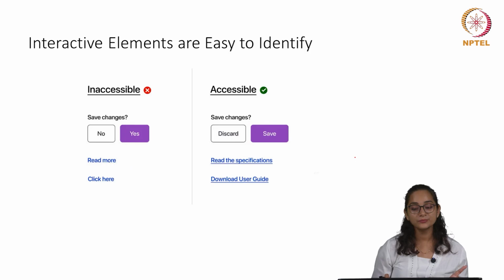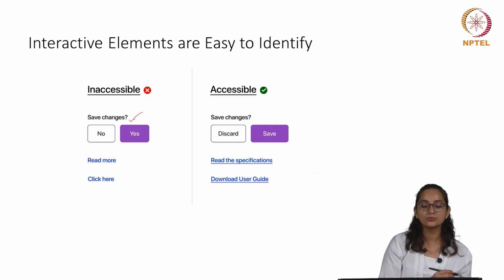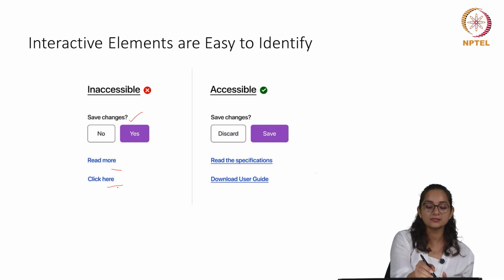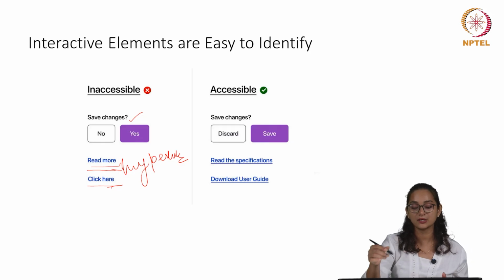Then interactive elements should be easy to identify. We have to make sure of that. This can be an example of inaccessible design. For example, it is asking you to save changes after filling a form or something. There is yes or no, and then there is read more, click here. The issue with this is that if this is a hyperlink, then it is not clearly understandable from this text that it is leading us somewhere else.